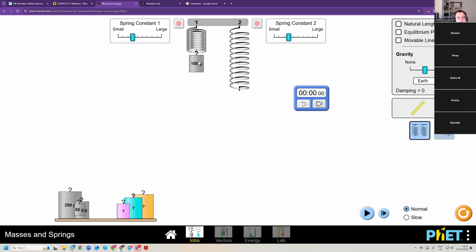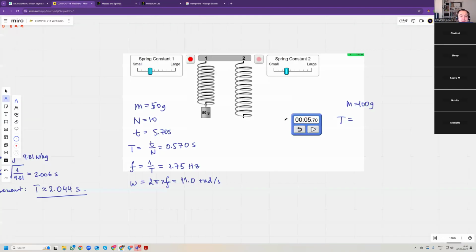So 100 grams. Start the timer. Let's start it from the bottom. And 3, 2, 1, go. 1, 2, 3, 4, 5, 6, 7, 8, 9, 10. 8.9. 0.89 seconds. It's increased. It's bigger. The heavier mass will have a bigger time period and a lower frequency, of course. So bigger mass leads to larger time period.